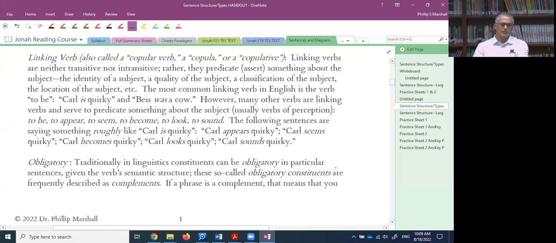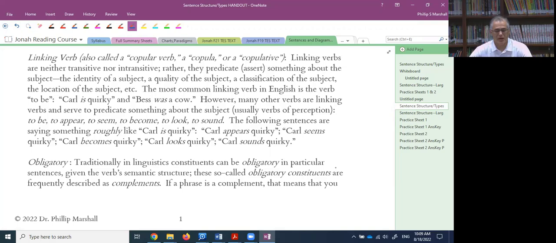All right, linking verbs are also called copular verbs, copulas, or copulatives. These are neither transitive nor intransitive, but they predicate or assert something about the subject: the identity of a subject, the quality of it, the classification of the subject, the location of the subject.